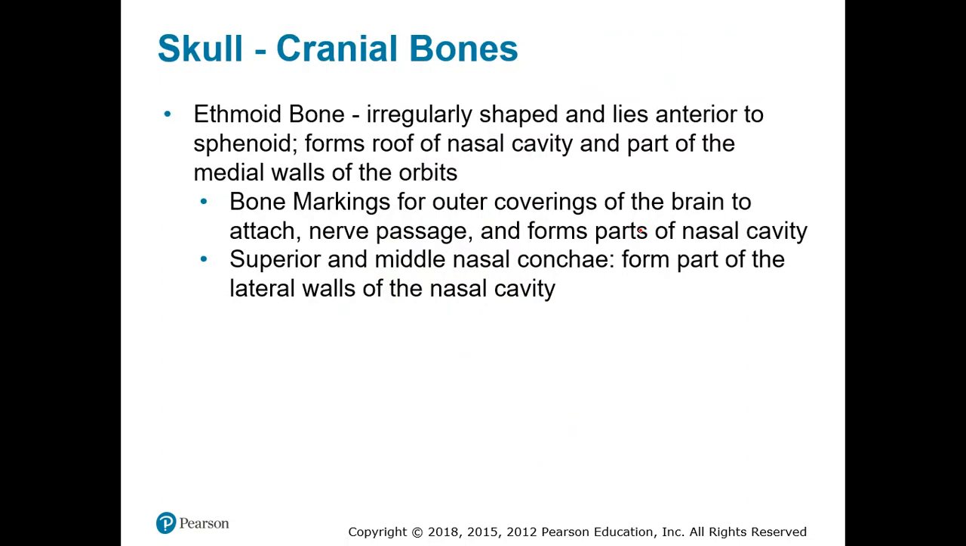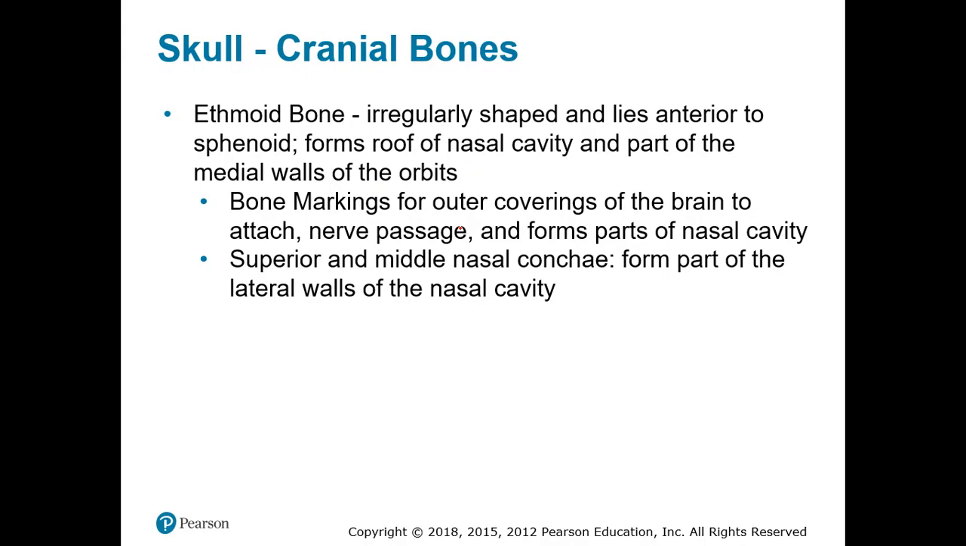And then we have the ethmoid bone. This is very irregularly shaped, and it lies anterior, so in front of the sphenoid bone. It forms the roof or the top part of your nasal cavity. Nasal cavity is your nose. And then it also forms the medial walls of your orbits. So medial means the inside wall of your eyes.